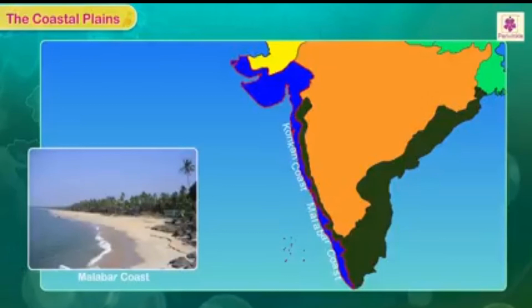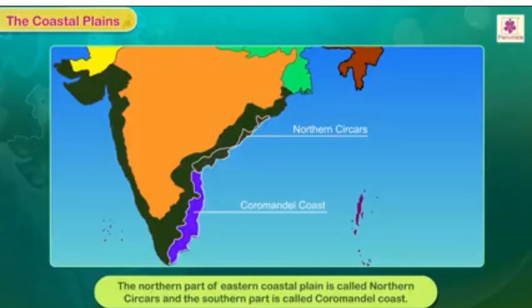The rivers Narmada and Tapti flow across these plains into the Arabian Sea. The Konkan coast lies in the southern part of Gujarat, and the Malabar coast in Kerala is a great tourist attraction for its lagoons and natural harbors. The broad eastern coastal plain lies between the Eastern Ghats and the Bay of Bengal. It has large deltas formed by the east flowing rivers. The eastern coastal plains are called Northern Sircars and the Coromandel coast along Tamil Nadu.